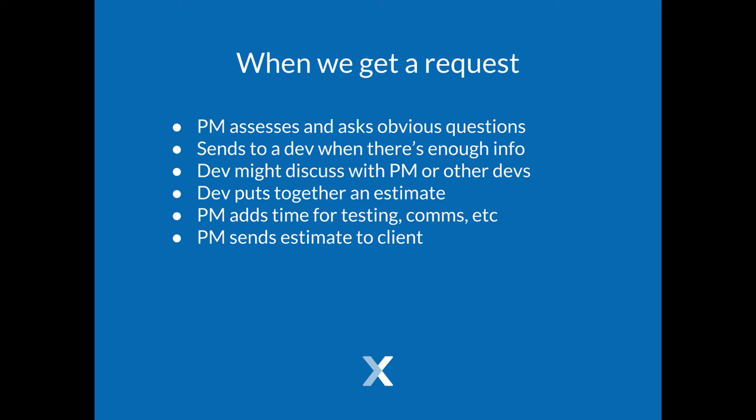But anyway, what happens is the request will come in, the project manager who works with that client will assess it, ask the questions that are really obvious, send it back to the client, get some information back, send it on to a dev. The dev hopefully asks a couple of questions, sends an estimate back, and then we add some buffer for testing, and we do peer review, and we have automated tests, so we always add a little bit of extra time for that, and for communications and that kind of thing, and then we send the estimate on to the client.